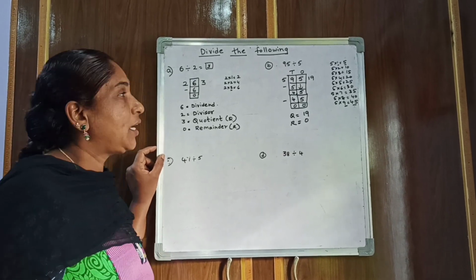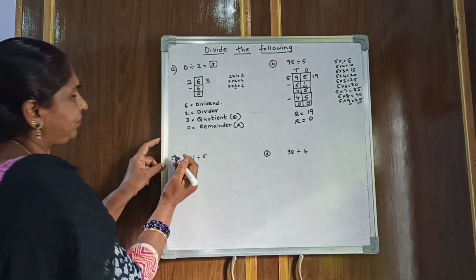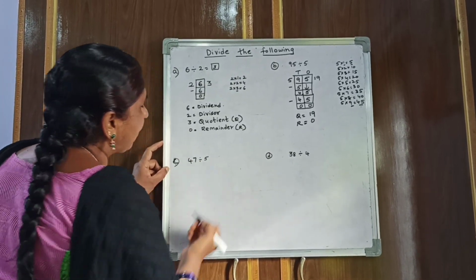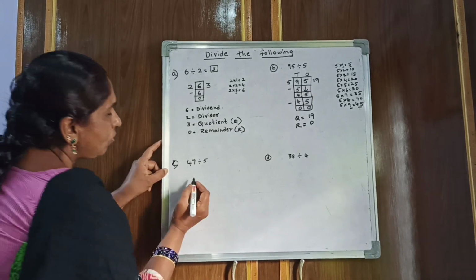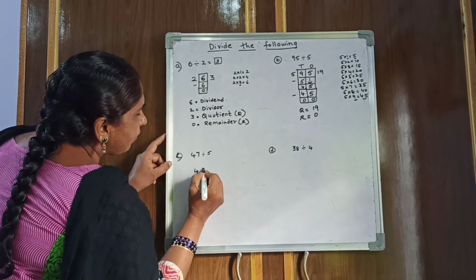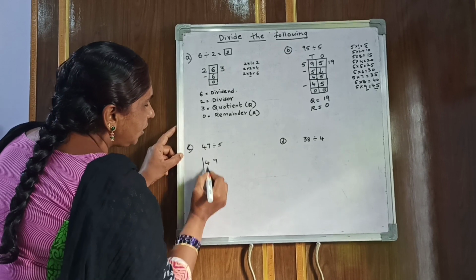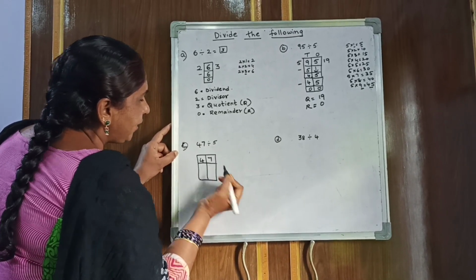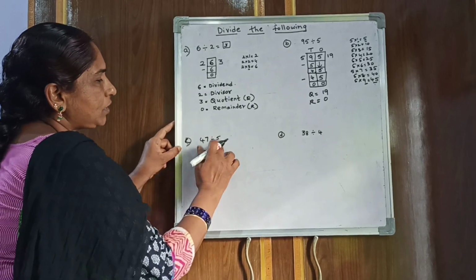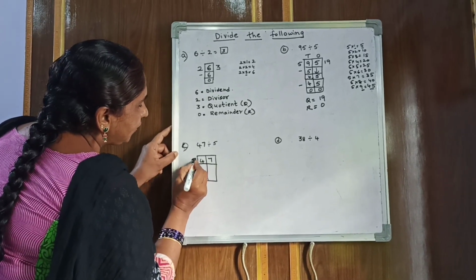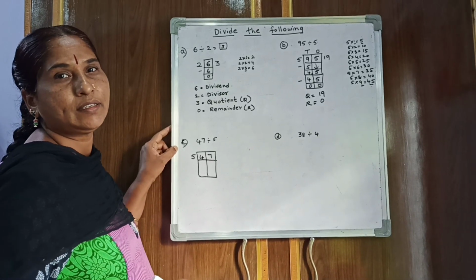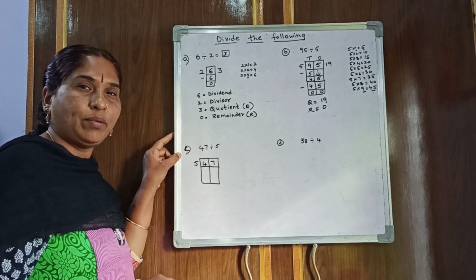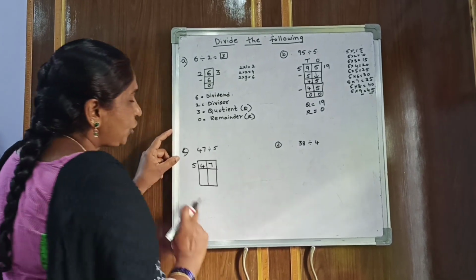Is it clear, children? Now here coming to another sum. See, 47 divided by 5. So 4 in one box, 7 in one box. Then draw the lines. This is the dividend. And which number is the divisor? 5. 5 is the divisor. Is it clear, children? So now which table do you have to write? 5 table.